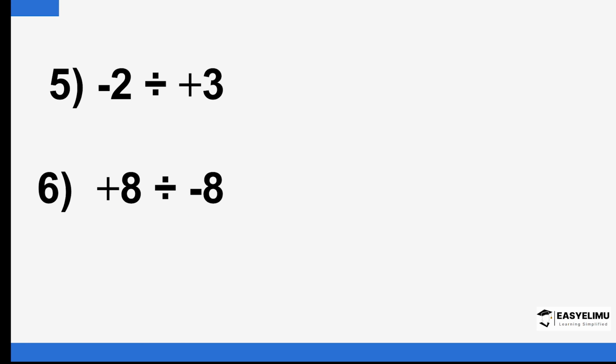So again, we have number 5 here. So we have negative 2 divided by positive 3. So here, fortunately enough, the sign positive is indicated. So you can see the signs are again different. So we have negative 2 over 3.